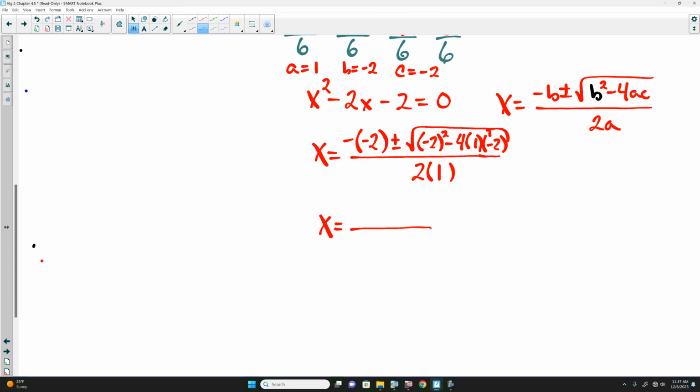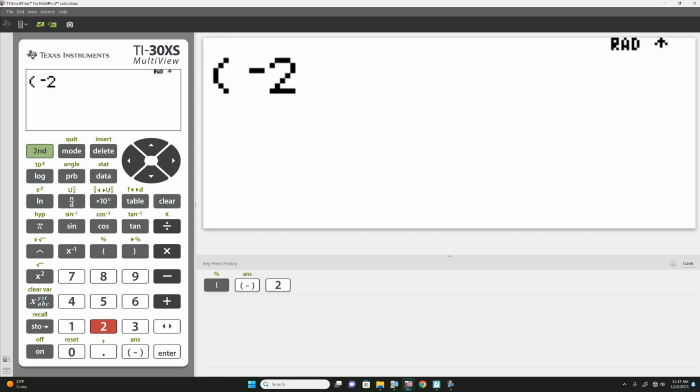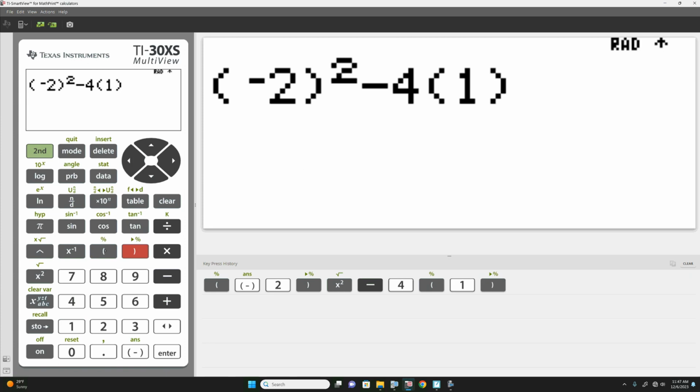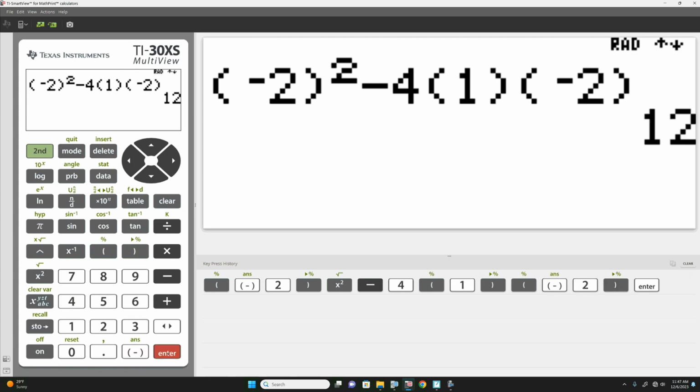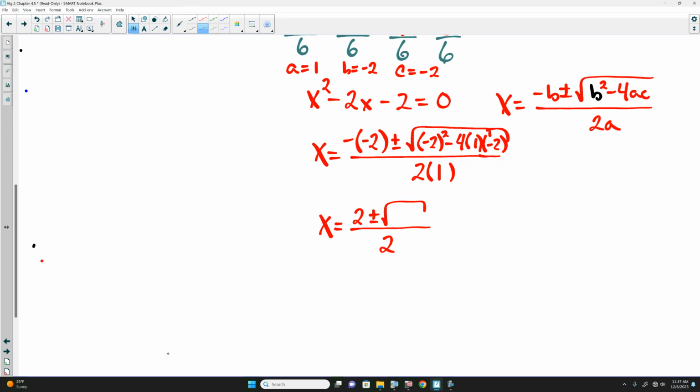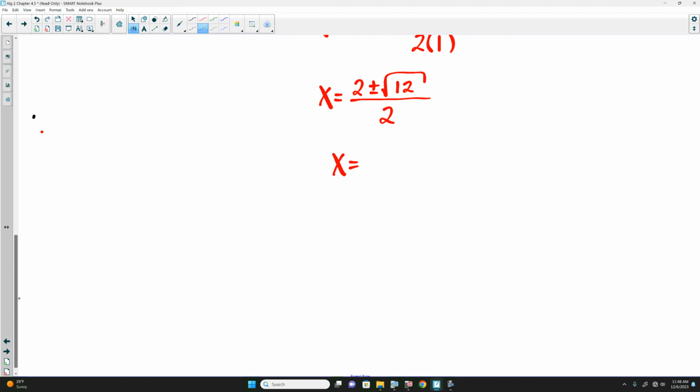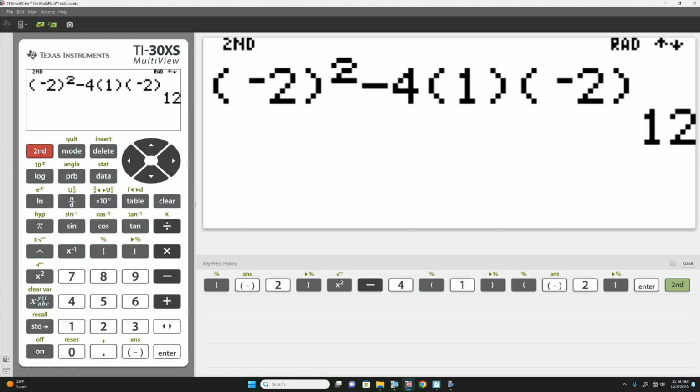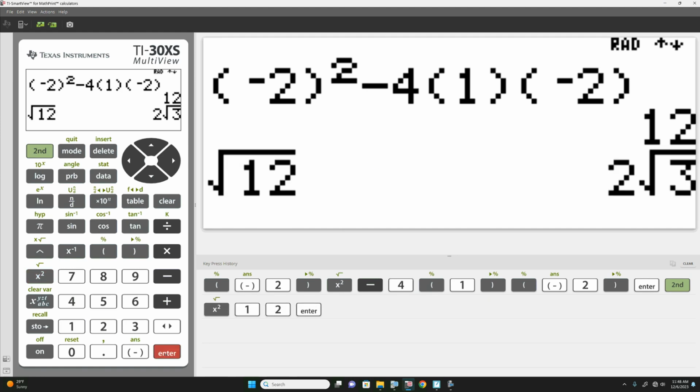Now I'm going to do it part by part. I will show you how to do it all at once. Our negative negative 2 is going to become positive. The denominator 2 times 1 is 2. Now we can type what's inside the radical first. So it'd be parentheses negative 2 squared minus 4 times 1 times negative 2, which gives us 12. Now if we simplify the square root of 12, we do second square root 12, it's 2 square root of 3.